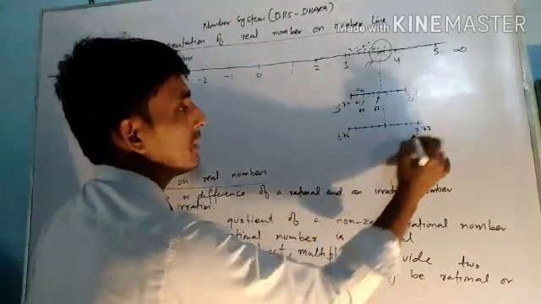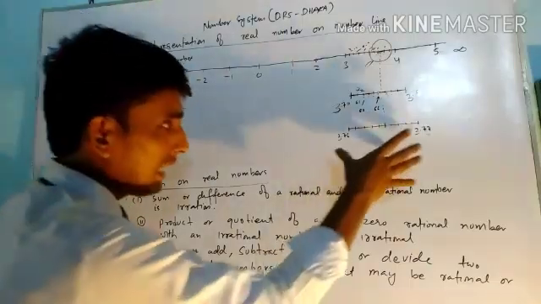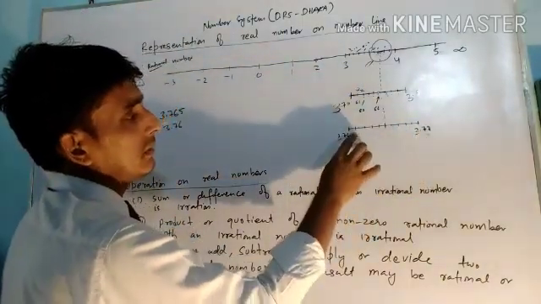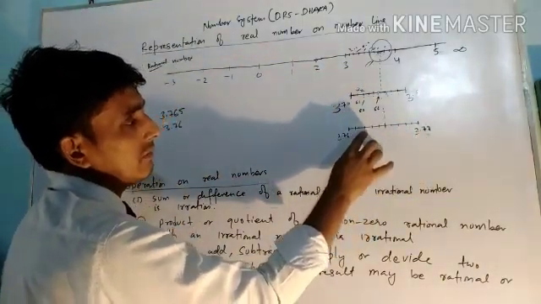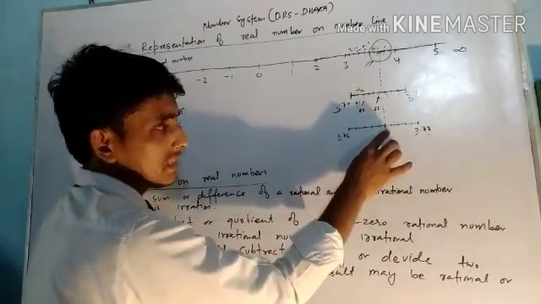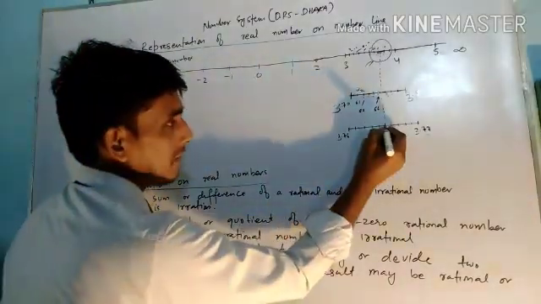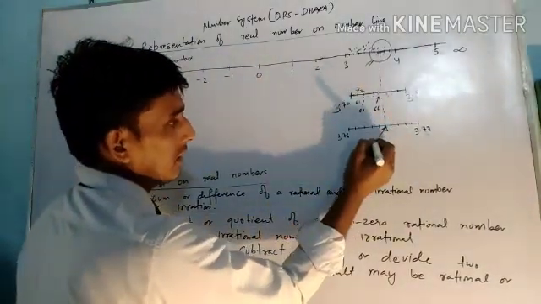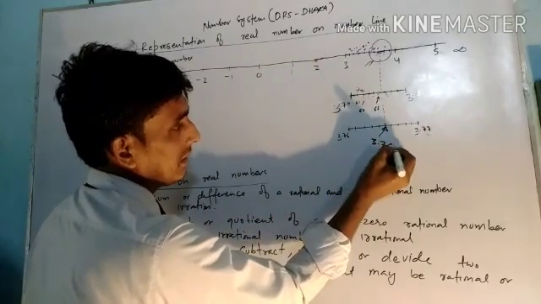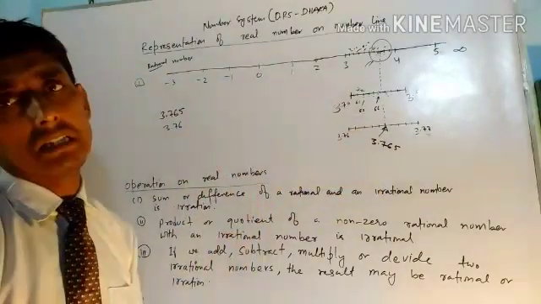If we divide the gap between 3.76 and 3.77 again into 10 equal parts, you will get 3.761, 3.762, 3.763, 3.764 and 3.765. So our number is 3.765 and it will lie here. This point will represent the real number 3.765.